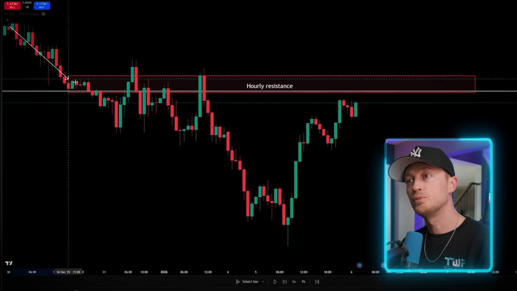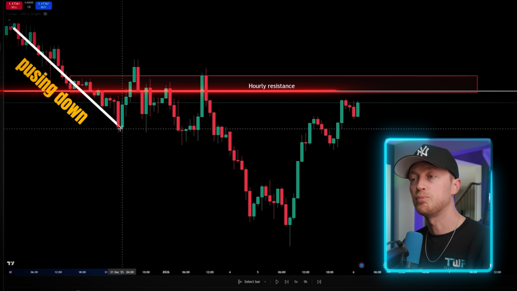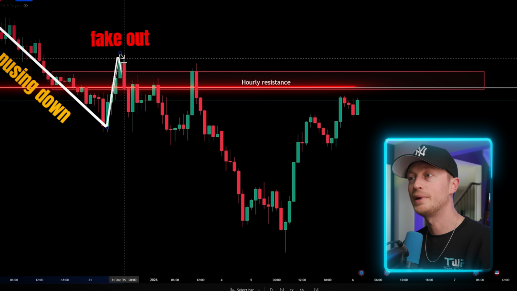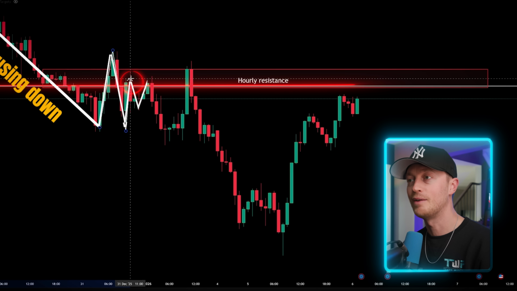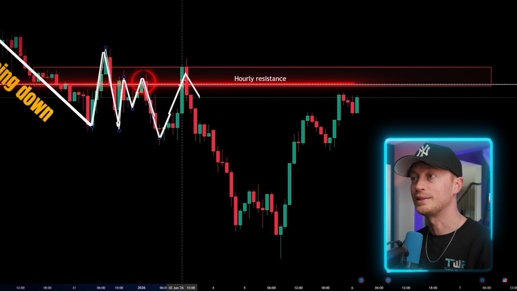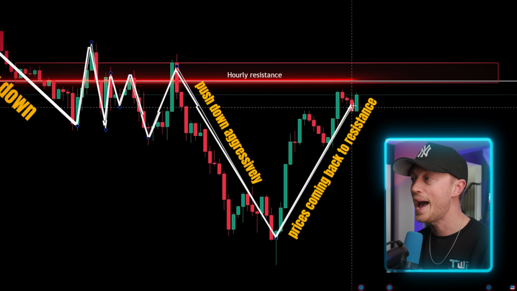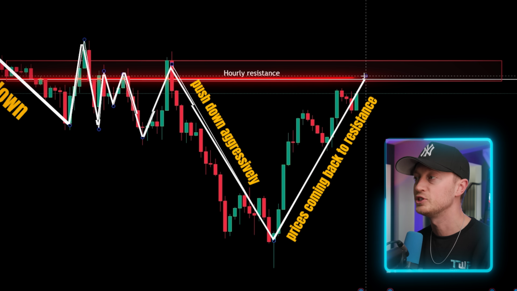You can see price was pushing down, broke through the support level, turned it to resistance. At this level right here, we had a fake out, but after that fake out, we respected the level here, respected the level here, respected the level here, and it pushed down aggressively. And now price is coming back to that hourly level of resistance again.